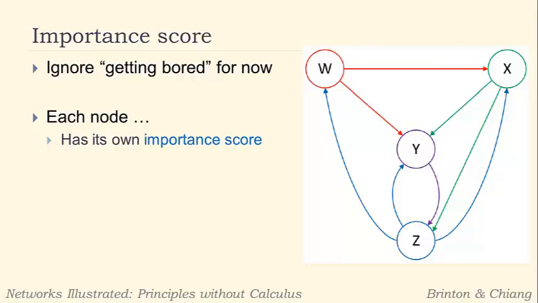For big W, we'll say the importance score is little w. For X, we'll say the importance score is little x. For Y, we'll say it's little y. And for Z, we'll say it's little z.